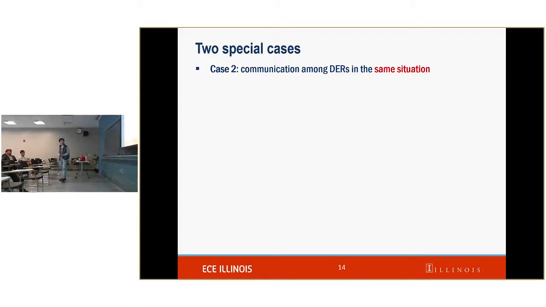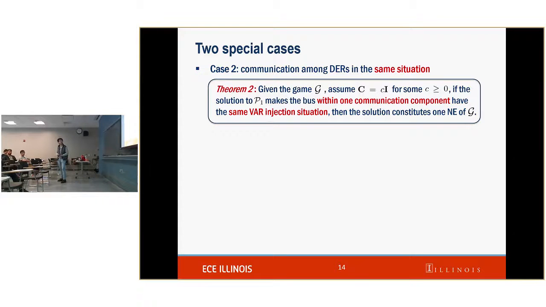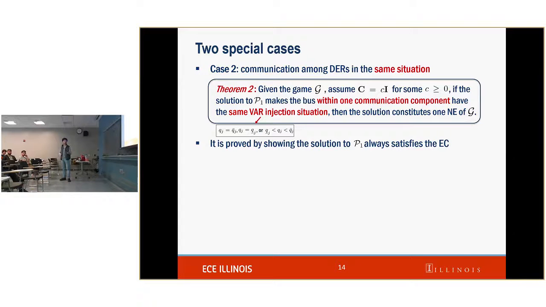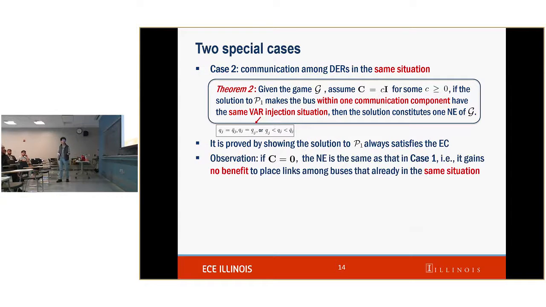And the second case is when we place communication links among the buses that are in the same situation. In this theorem, we show that if the solution to that P1 makes the buses within one communication component have the same var injection situation, then this is one equilibrium of the game. By var injection situation, we are talking about whether the var injection is touching the upper limit, the lower limit, or no limit. It can also be proved by showing the equivalence of the conditions.